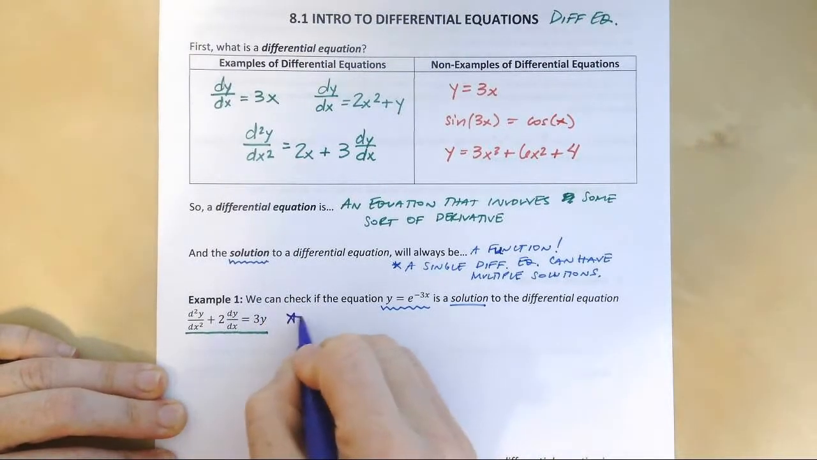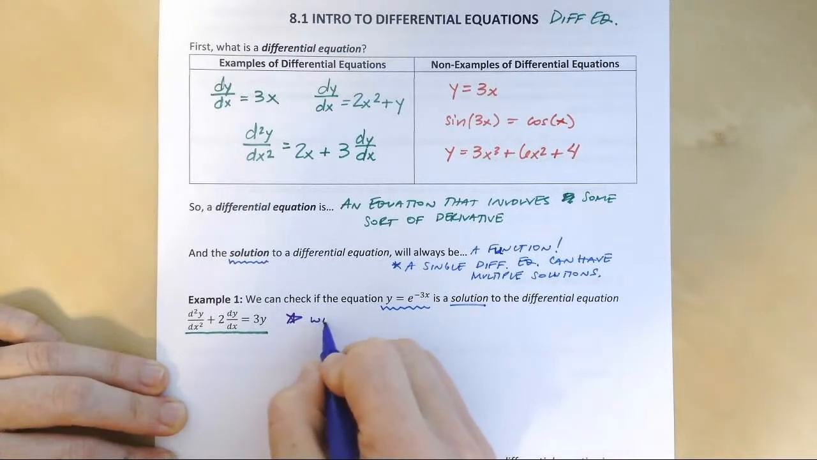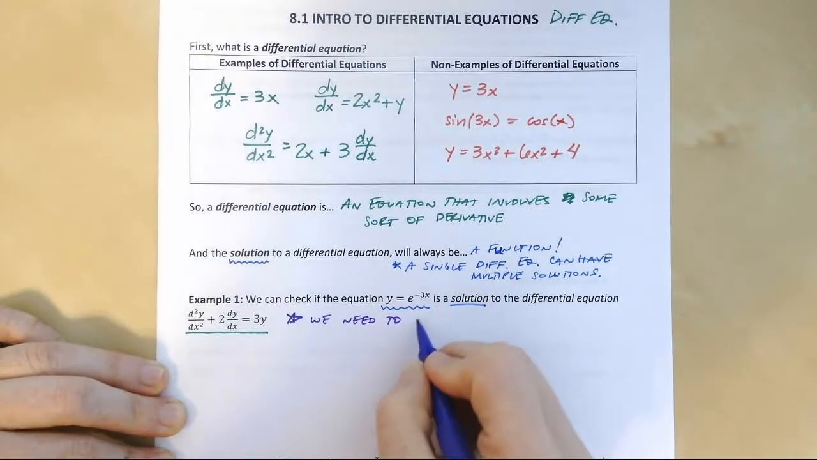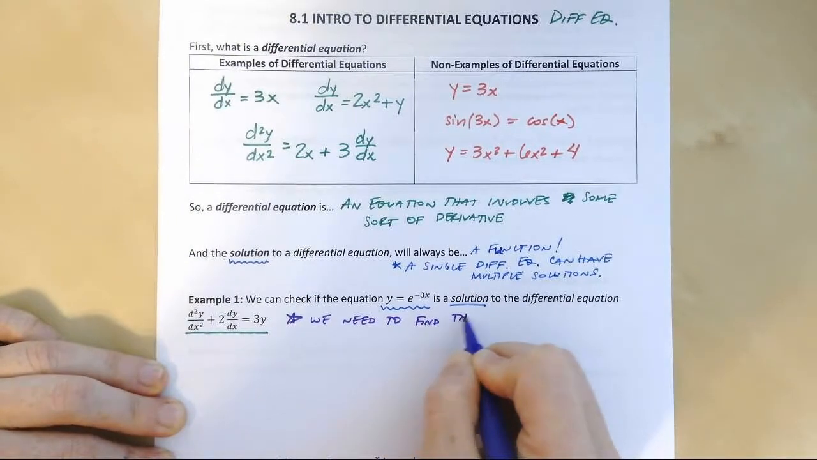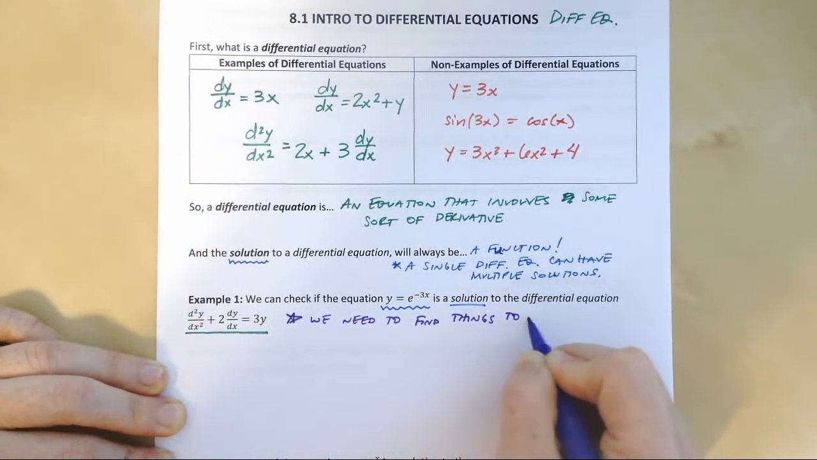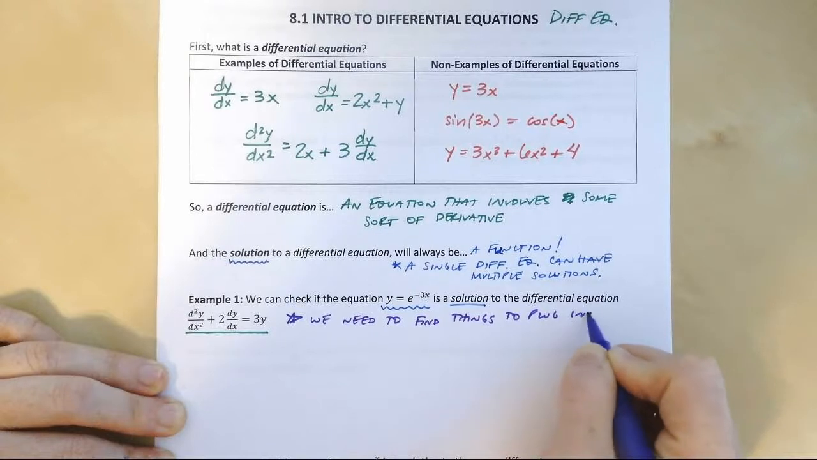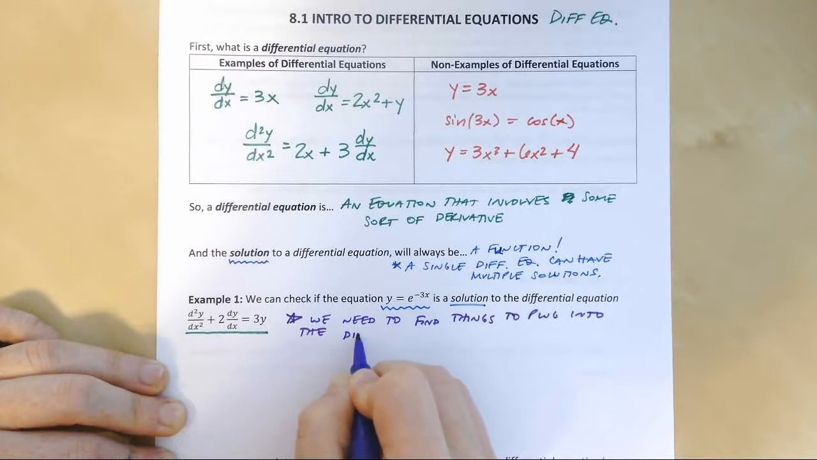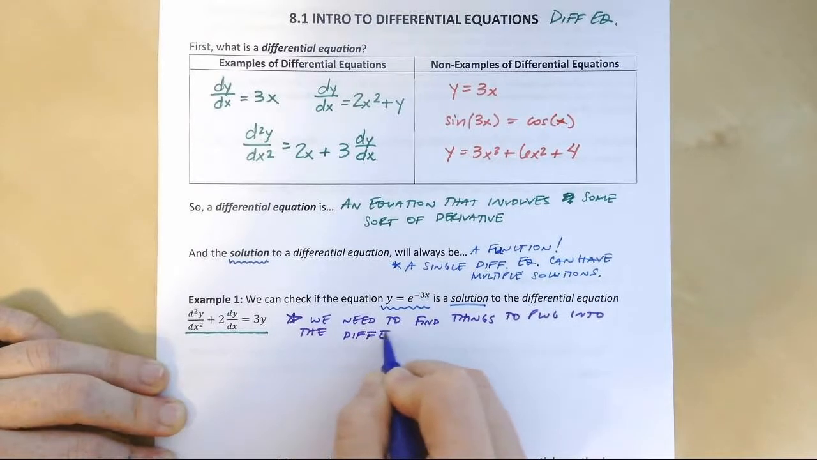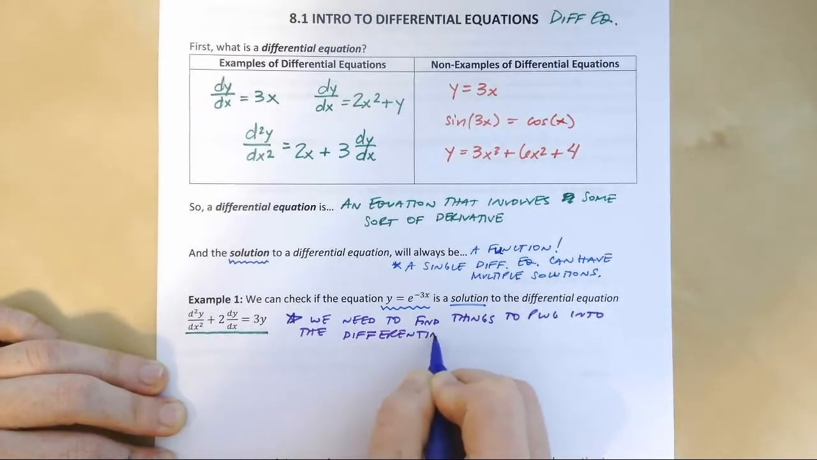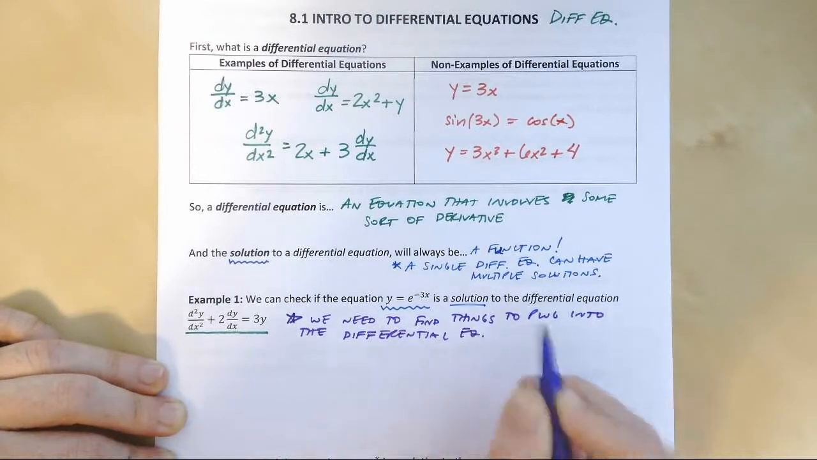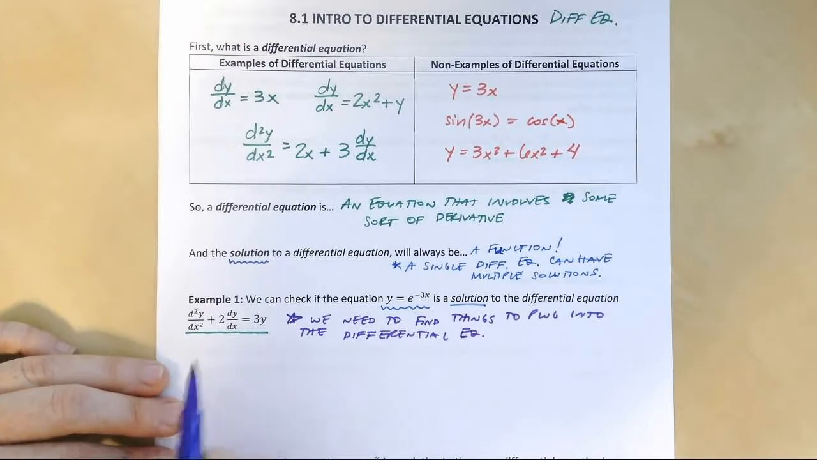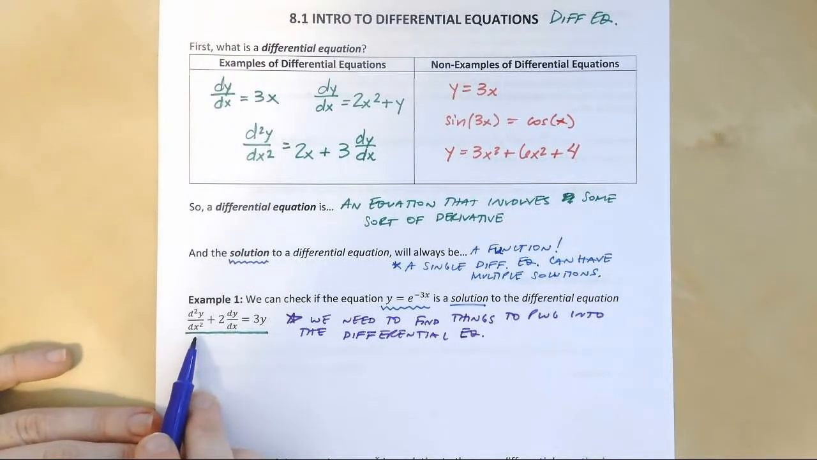Let's put a star here. This is how you do it. We need to find things to plug into the differential equation. That sounds kind of weird. Well, let me show you what I mean. Okay, so we can actually find some things to plug into this differential equation. We have this differential equation right here.